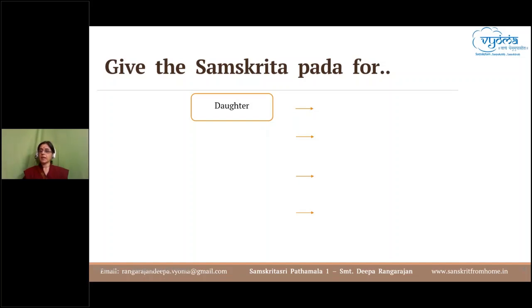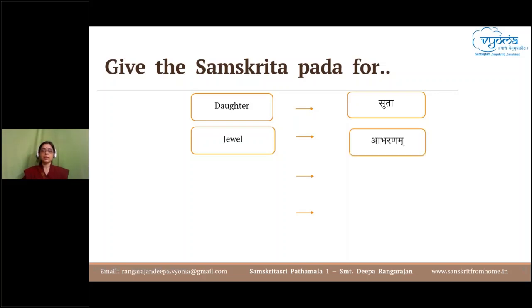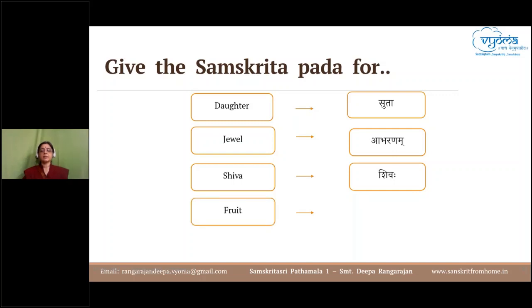Daughter. Sutta. Excellent. It is a Strilingam word, Akara ending. Abharanam. It is ending with an m so it is a Napunsalingam word. Yes. Shiva. Masculine gender. Very good. Pullinga. Fruit. Phalam. Very good. Excellent. Dhanyawadaha.